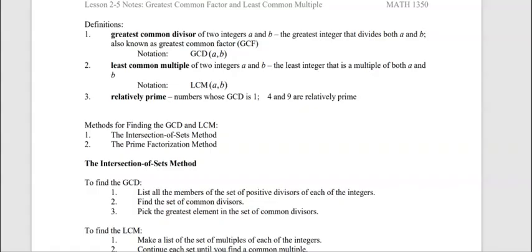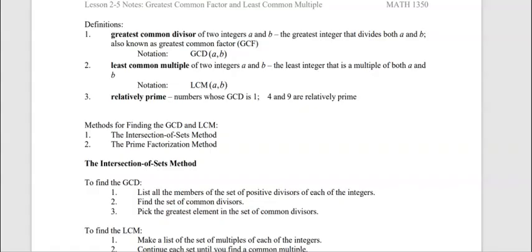The definition of relatively prime is when the two numbers being considered have only 1 as a common divisor. For example, 4 and 9 are considered to be relatively prime because the only thing that both of them are divisible by in common is 1, and that makes these numbers together relatively prime, meaning the greatest common factor of these two numbers is 1.